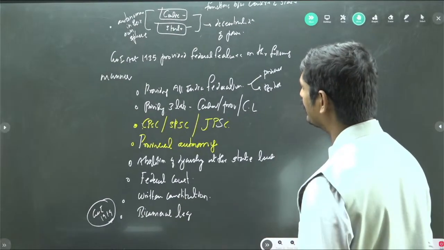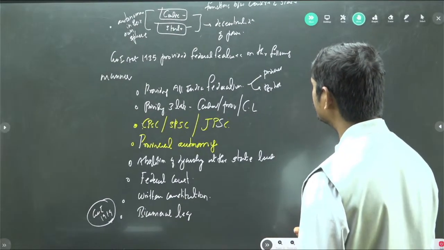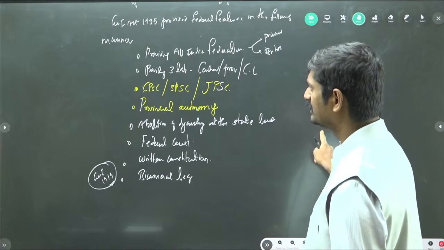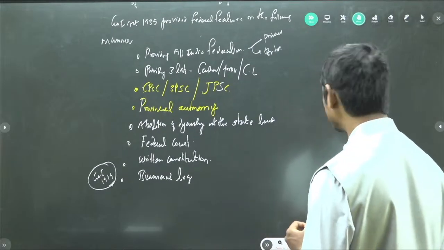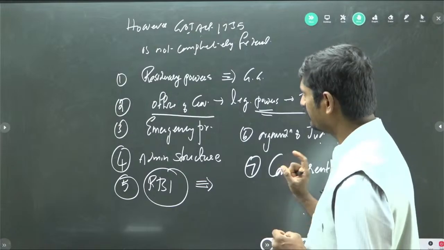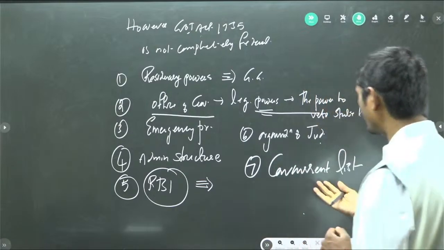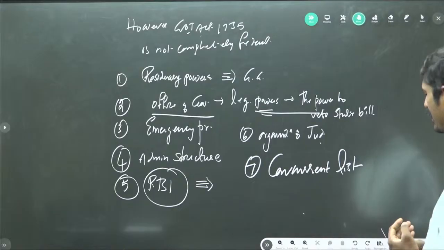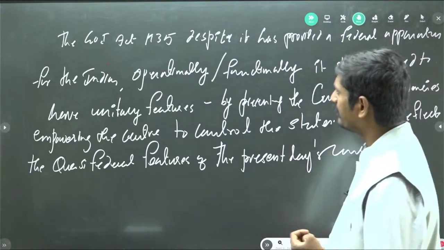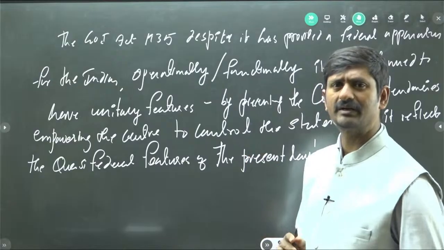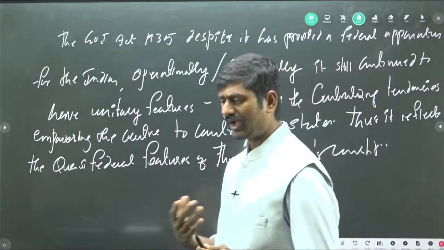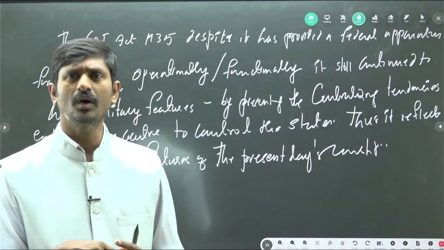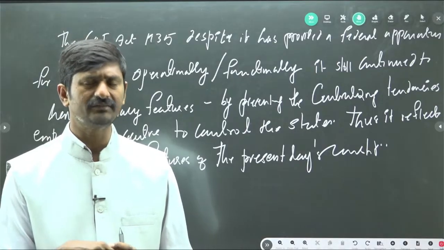Then Government of India Act of 1935 provided federal features in the following manner. So these are the federal features which I have already discussed. Then these are the unitary features. Okay, almost all 7 features we have written. It is sufficient. We don't require to write more. Okay, then finally we have written this particular conclusion. Okay, I hope you understood how to write answers effectively.